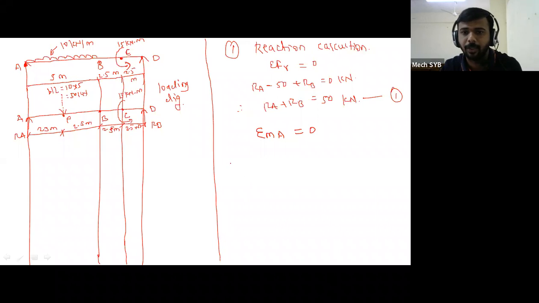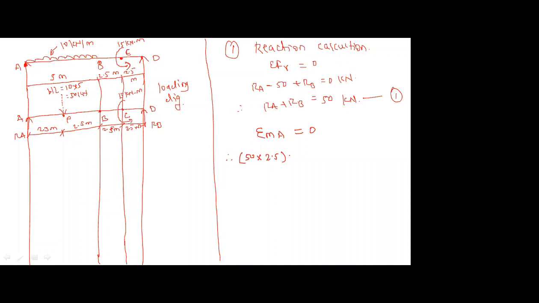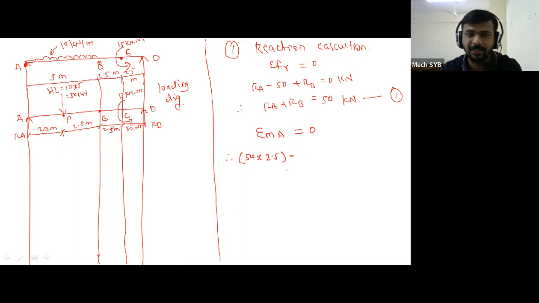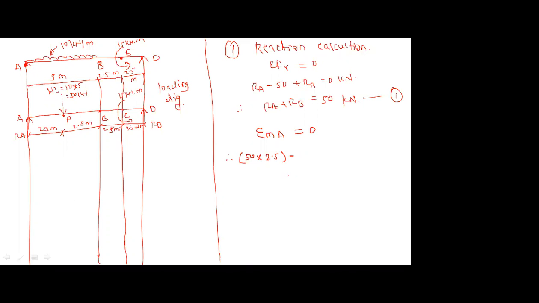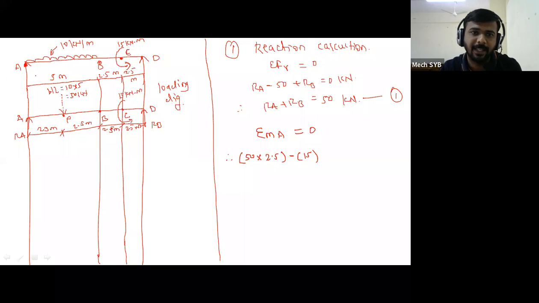Therefore start, summation of MA is equal to 0. What is the first force? 50 kilonewton. Is it rotating clockwise or anti-clockwise? Clockwise. 50 into the distance between A and P, how much is it? 2.5. Next, the couple, is it rotating anti-clockwise or clockwise? Anti-clockwise. Therefore only 15, and again do not multiply it. The distance between A and E, 5 plus 2.5, is 7.5, but if you make it like this, the answer will be wrong. Because these couples are already given in kilonewton meter, you only have to take the direction.